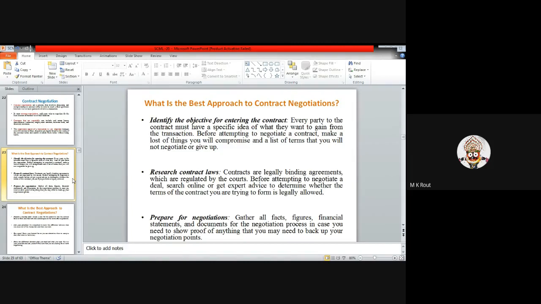Contracts are legally binding agreements which are regulated by the courts. Before attending a negotiation or a deal, search online and get expert advice to determine whether the terms in the contract you are trying to form are legally allowed. And the next one is prepare negotiations. Gather all facts, figures, financial statements and documents for the negotiation process, in case you need to show proof of anything to back up your negotiation points.